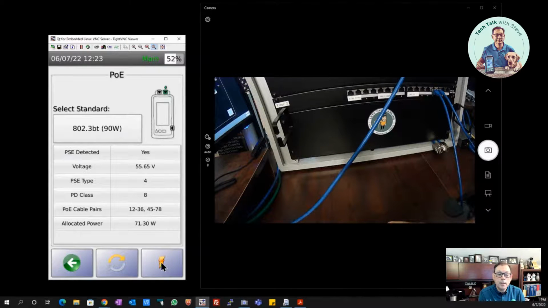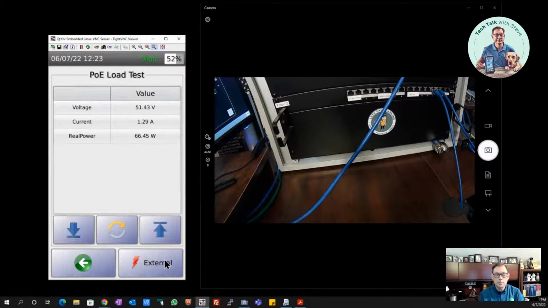And I'm going to go ahead and click this little lightning bolt. This is our load button. So what I'm doing here is I am demanding the load from the switch. And it's telling me, okay, I can get 66.45 watts over this. And so I've got a little bit of resistance in this cable link. So I am seeing some evidence of that.